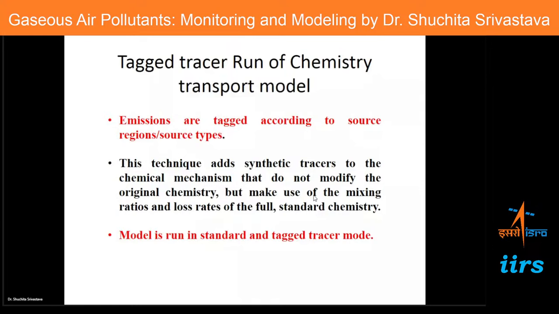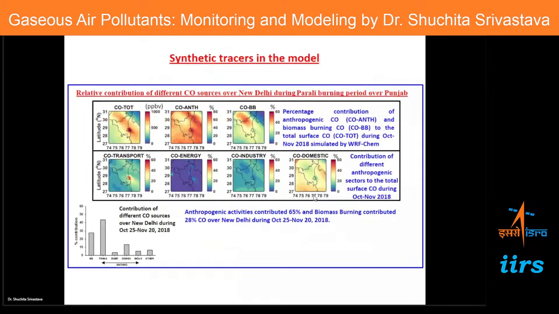But the CO_1 gas will take input from one specific type of emission, say anthropogenic emission or biomass burning emission. So it will go through all the processes like the standard carbon monoxide molecule will go through. Similarly, CO_1 is an added gas, a synthetic gas in the chemical atmosphere, but it will take input from only one particular emission source. So we can see in the simulation how much contribution is coming from different source regions or different source types.